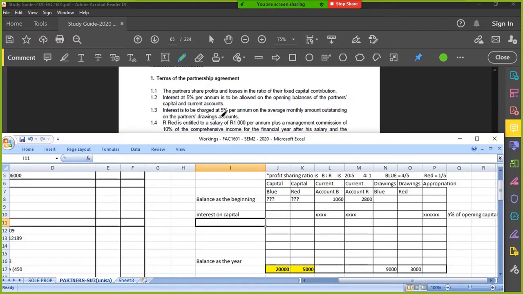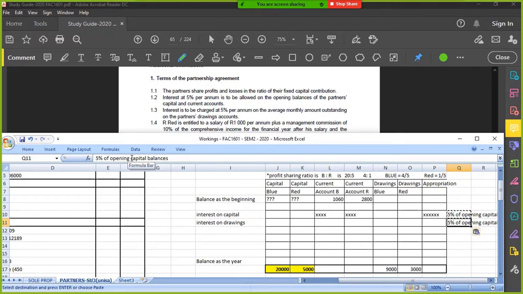Next, interest is to be charged 5% per annum on the average monthly amount outstanding on the partner's drawings account. Okay, so we had interest on capital. You've also got interest on drawings. Interest on drawings is also 5%, hey? Yes. Copy paste. Charge 5% per annum on the average monthly outstanding.